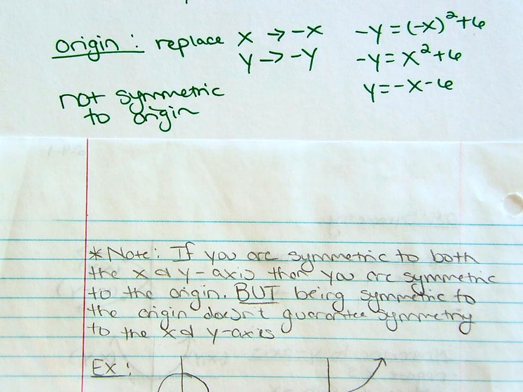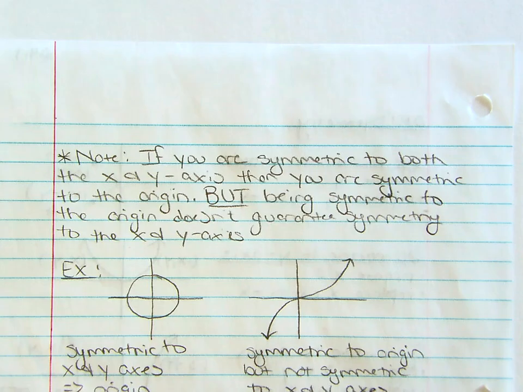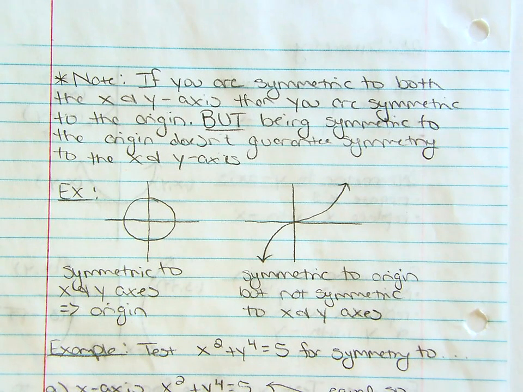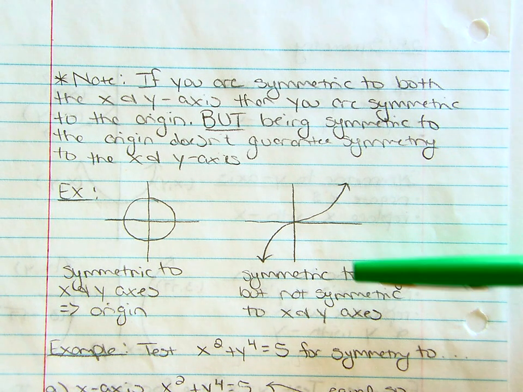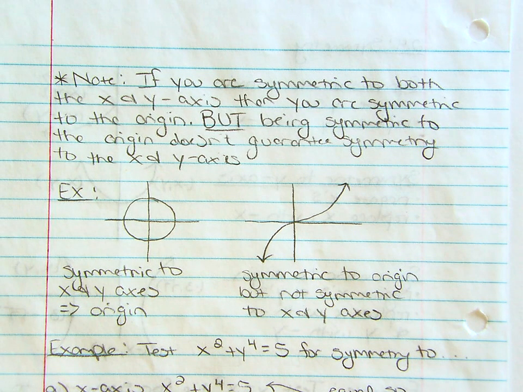And I have examples. Not ones you have to work, just ones you can look at. In the examples, the circle is symmetric to the x and y axes, and it's symmetric to the origin. But the second graph is our graph of x to the third power. That's symmetric to the origin, but it is not symmetric to the x and y axes. If I fold that graph down, it's not going to lay on top of itself, or if I fold it from left to right, it doesn't lay on top of itself. So that's why you can go one direction with this, but not the other.